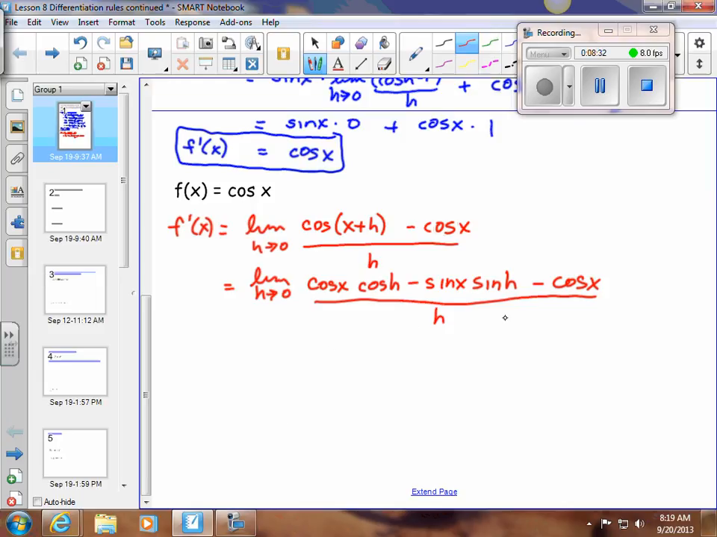So again, I'm going to rearrange stuff just to make the factoring look more reasonable. You can certainly factor without rearranging. And I'm going to slide that minus cosine of x into the middle position.